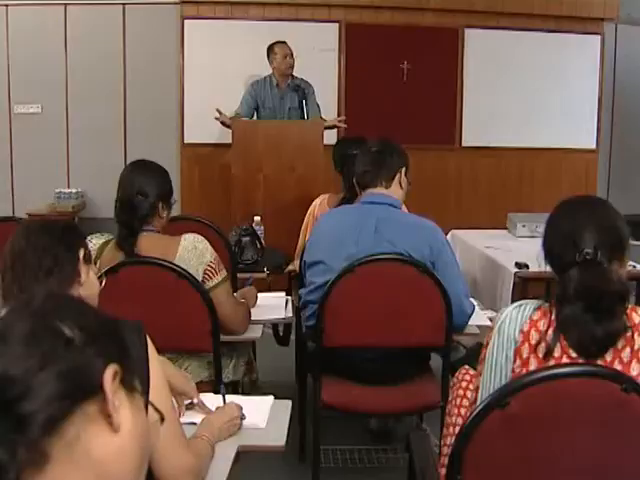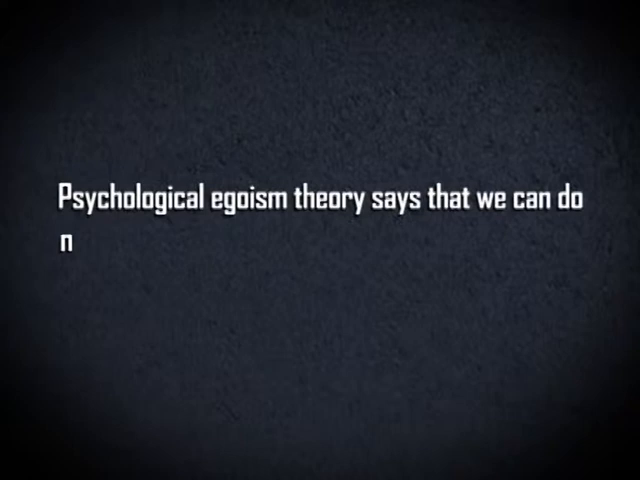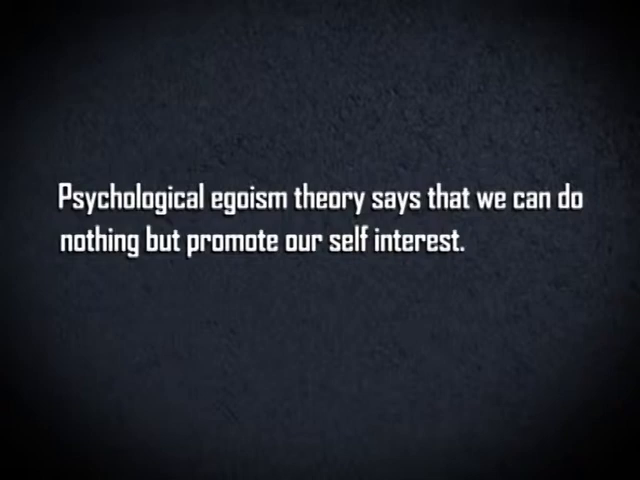And that theory says something that you and I will probably empathize with rather immediately. As a matter of fact, we always act to promote our self-interest. That is what the theory is saying. And it's saying even more than that. It's saying we can do nothing but promote our own self-interest. Now that is where the radical claim of that theory is, okay?